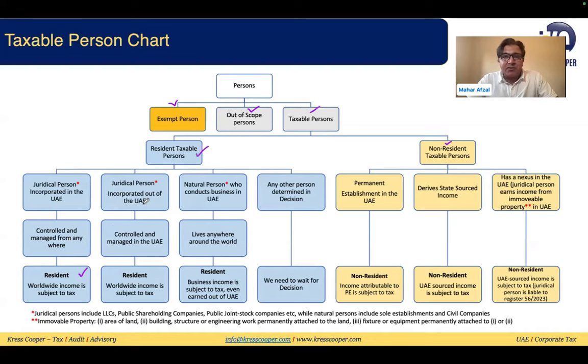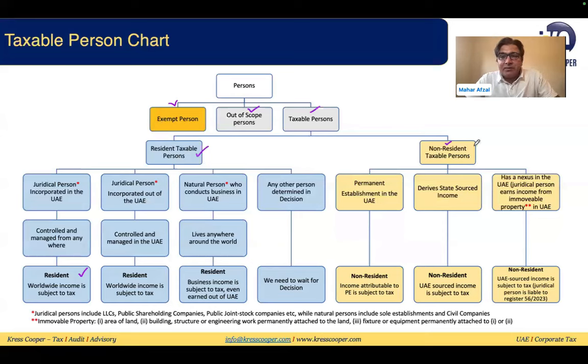There can be a natural person as well. A natural person, as I mentioned earlier, is an unincorporated partnership. It can be a legal entity, but those are the juridical persons. So these are called natural persons. If the natural person is doing any business in the UAE, any income related to that business will be subject to tax in the UAE.